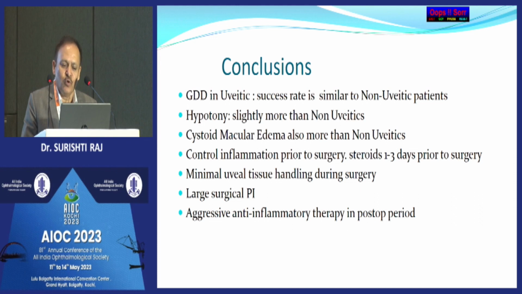Hypotony is slightly more than in non-uveitics, and cystoid macular edema is also more than in non-uveitics. Control of inflammation prior to surgery is very important and crucial to the success of the tube. Use minimal iris and uveal tissue handling during the surgery, and consider a large PI if there is a lot of synechiae. If the patient is pseudophakic, we can consider placing the tube in the sulcus. Aggressive anti-inflammatory therapy in the post-operative period is mandatory.